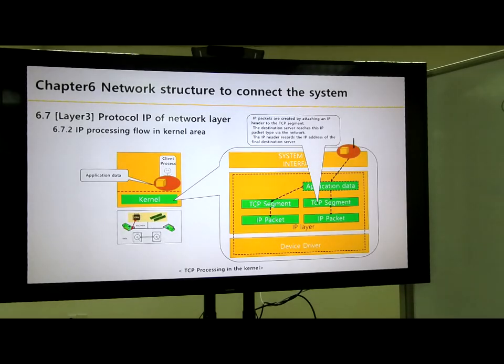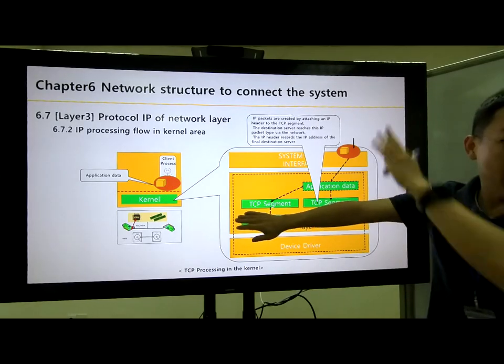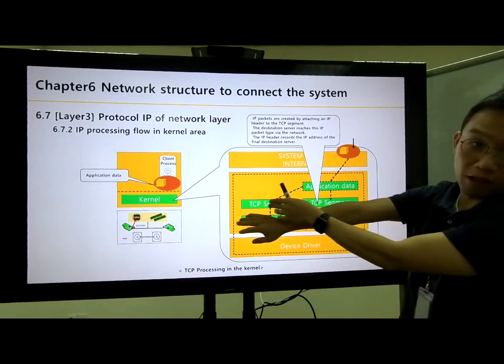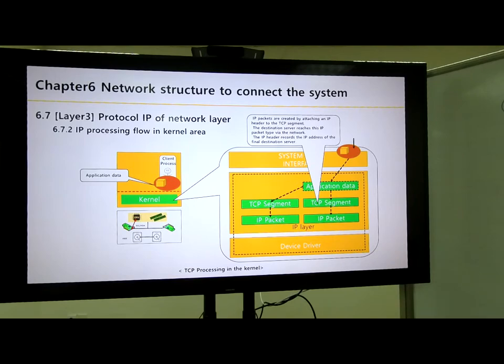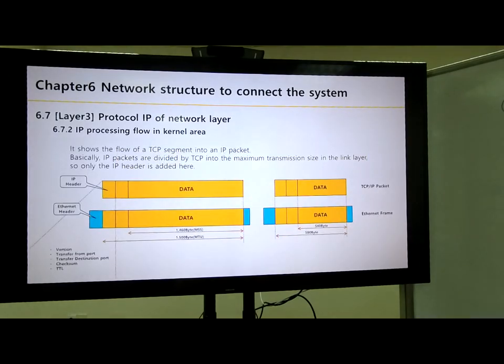Okay, so we can see the IP processing flow in the kernel area. From the previous pages, we come to this one, the IP packet. The IP packet is created by attaching an IP header to the TCP segment. The destination server receives this IP packet via the network. The IP header records the IP address of the final destination server. So we can see the IP header follows the TCP segment in an IP packet.